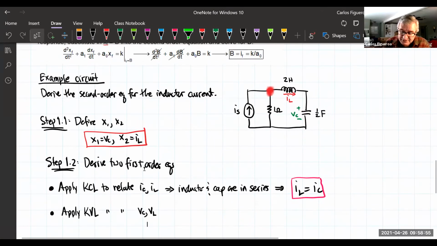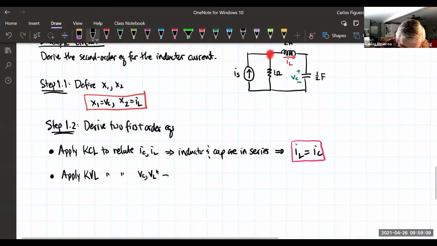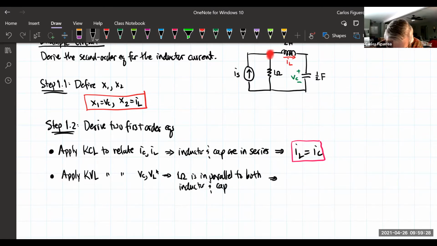The first thing I note looking at the circuit is that the voltage across the 1 ohm resistor is in parallel to both the inductor and the capacitor. So the 1 ohm is in parallel to both the inductor and the capacitor. This tells me that the voltage of the 1 ohm resistor must be the voltage of the inductor plus the voltage of the cap.